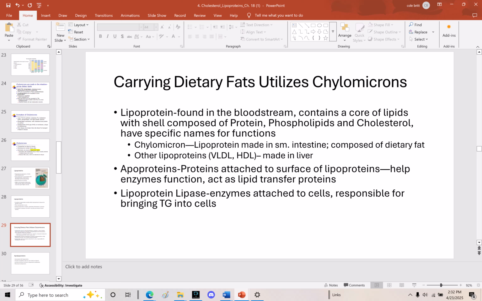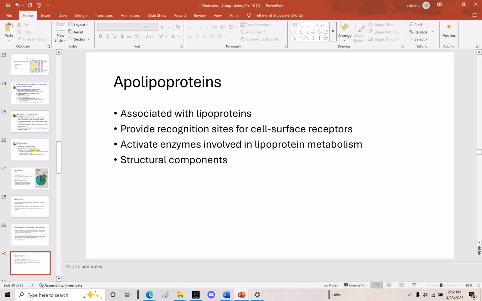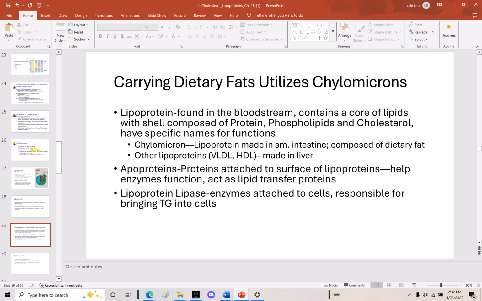We've already identified one, and that was ApoB48. What is this specific to? Chylomicrons. But there's others that we're going to learn about. And then here's this lipoprotein lipase we just learned about. It's the enzyme attached to cells responsible for bringing fatty acids or triglycerides into the cell.